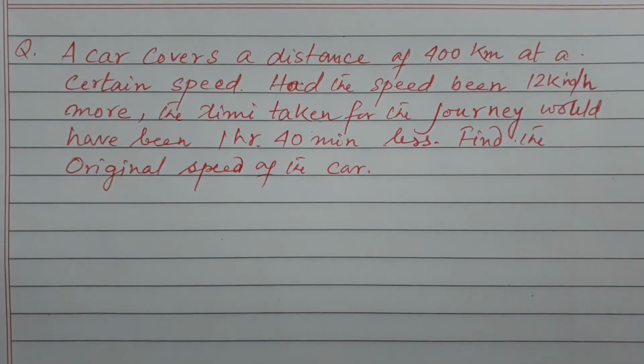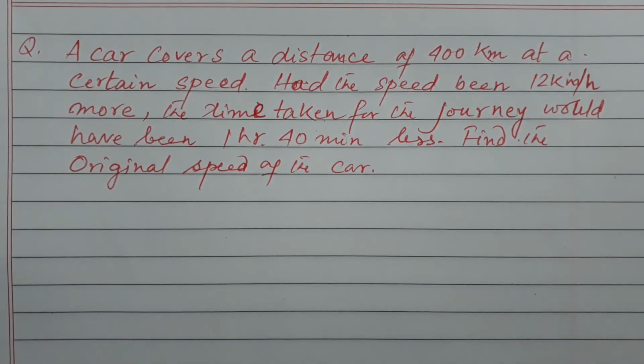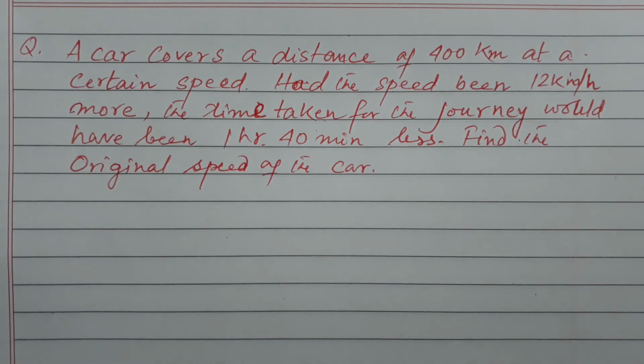Now let's see the next question. The question is, a car covers a distance of 400 km at a certain speed. Had the speed been 12 km per hour more, the time taken for the journey would have been 1 hour 40 minutes less. Find the original speed of the car.